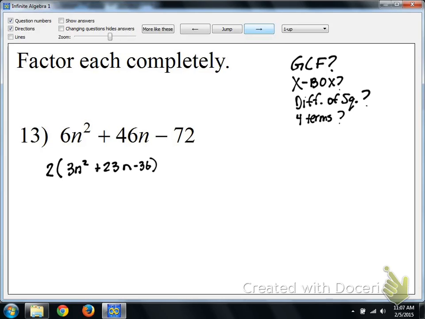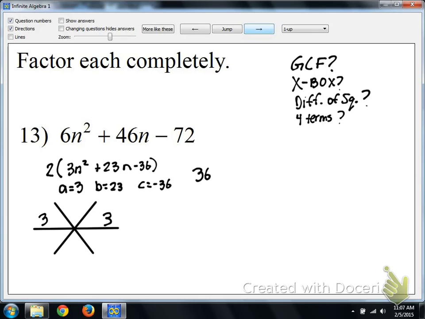Now we're going to figure out if we could do X box. So we have A is equal to 3, B is equal to 23, C is equal to negative 36. Okay? So the first thing I want to do is figure out if we could factor this. Using our X box, we're going to draw an X box now. Putting down our A, which is 3. A times C, 36 times 3. You could do a side problem if you don't know how to do it in your head.